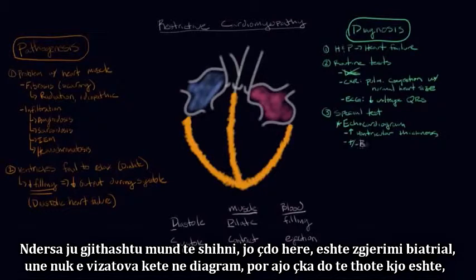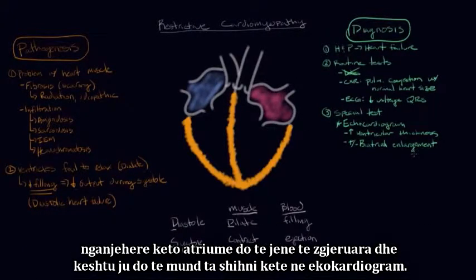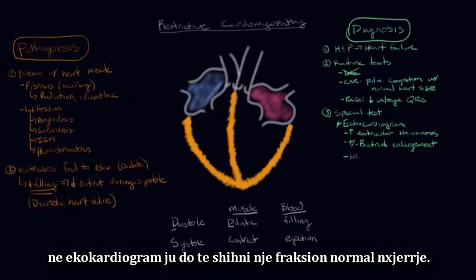And then what you might also see, although not always, is biatrial enlargement. And I didn't draw this in this diagram, but what this means is as the heart chambers are not able to dilate and expand and fill with blood, the atrium here and here, blood gets backed up in them and they start to expand to accommodate that backup of blood. So sometimes these atria will be enlarged, and so you can see that on an echocardiogram. But another important finding that is consistent with restrictive cardiomyopathy versus other causes of heart failure, on the echocardiogram you'll see a normal ejection fraction.